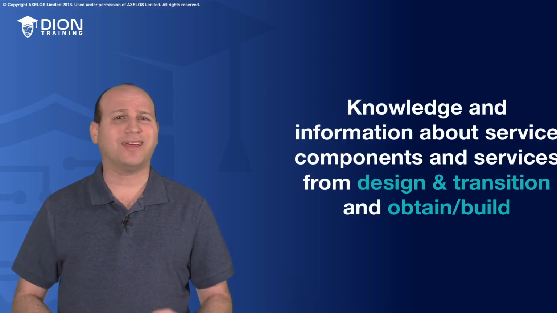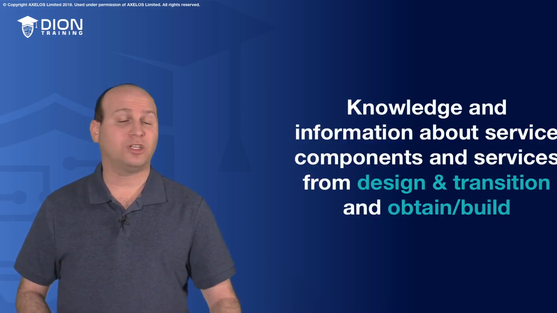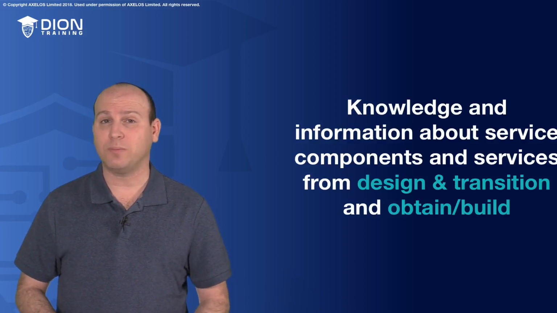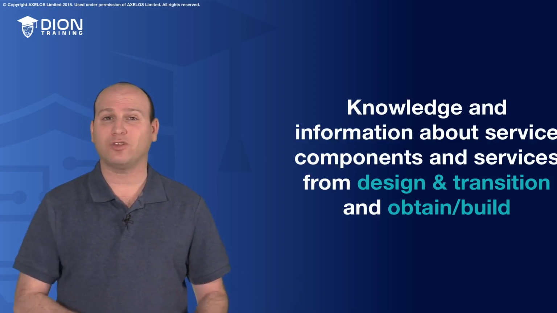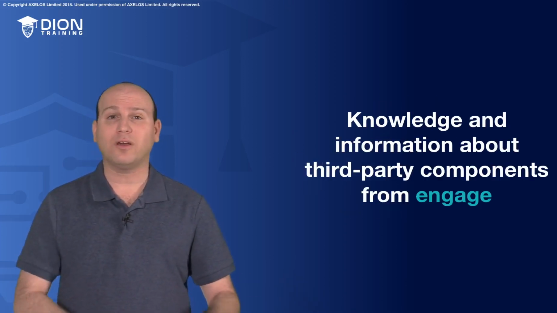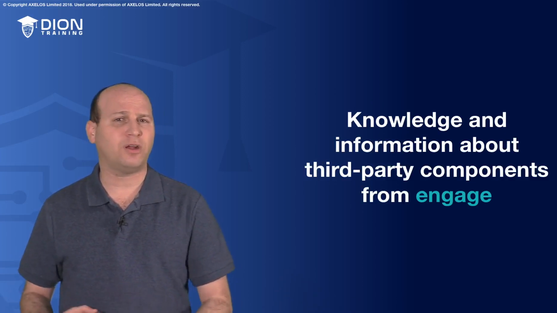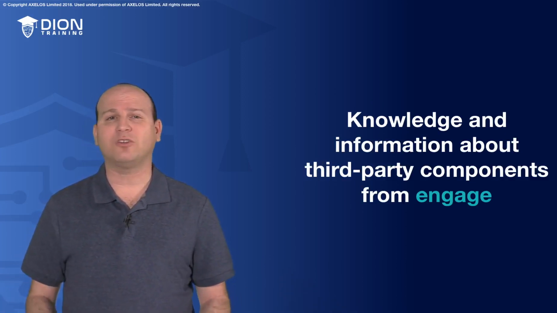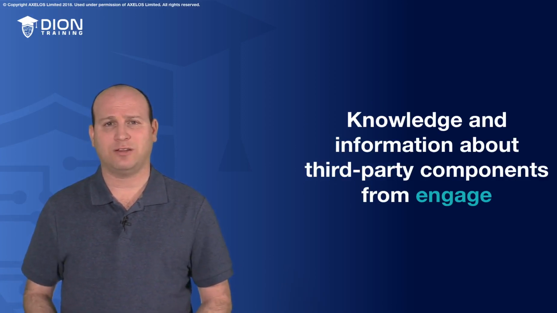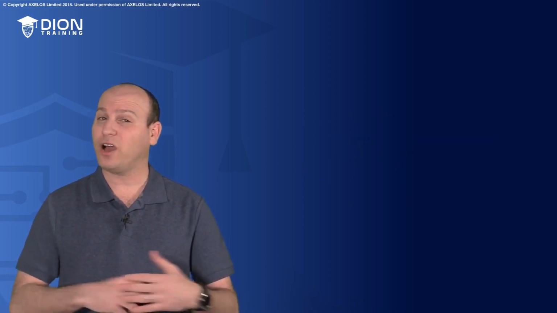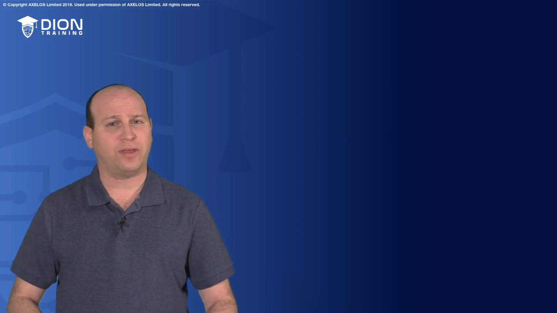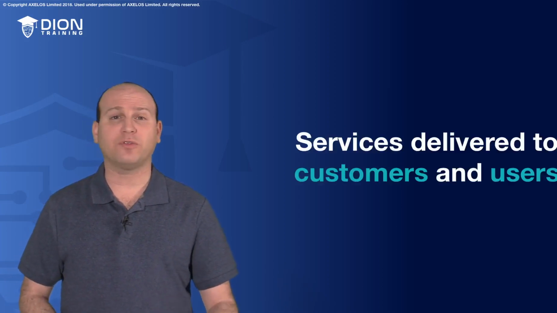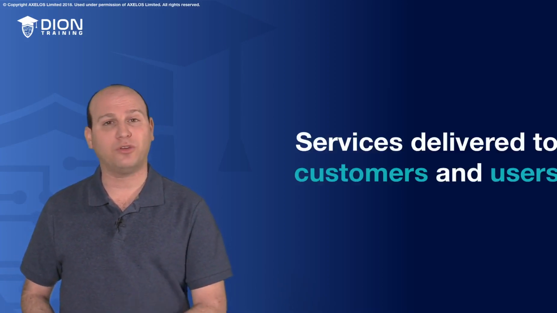And we're also going to be looking at the knowledge and information. The knowledge and information about our new and changed service components and services from design and transition or obtain and build, or the knowledge and information about third-party service components from our Engage partnerships. All of that is the way we're going to get things into this value chain activity. Now, on the other side, we're going to output a lot of things. And we're going to output things like the services that we're delivering to our customers and users.